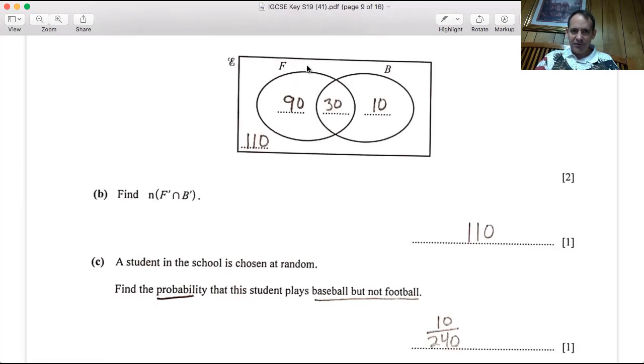So here's F. So not F would be this outside, and we see that there's this 110 and this 10. Those are outside of F, not F. Intersect with not B. Well, here's B. So not B would be the 90 and the 110. So the intersection is what is common to both of those, which is the 110.